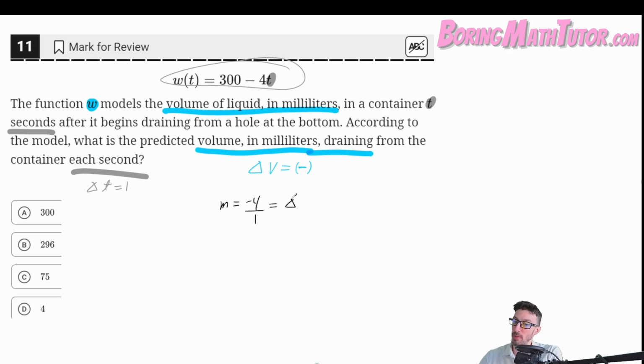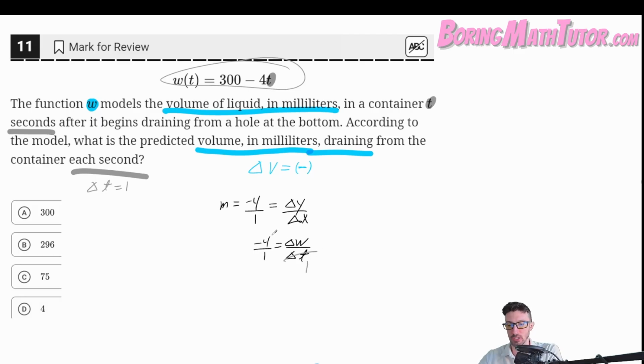But slope is always change in y over change in x. In this case, we don't have y and x. We have w. I don't know why they're using w for volume, but that's what they're doing. Over t instead of x. So that means we got -4/1 equals change in w over change in t. They want the change in t to just be 1.